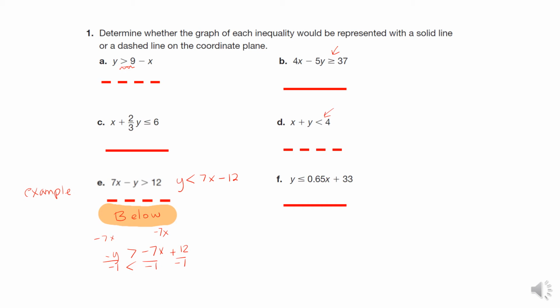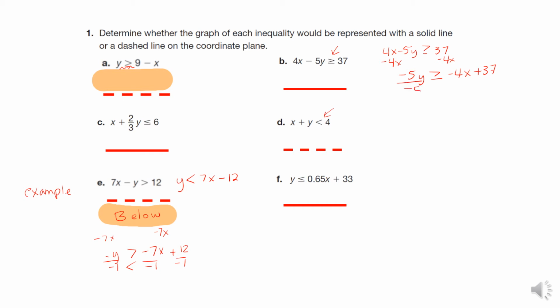Okay? So we're going to determine with each of these, this is y is greater than, so I know that I'm going to shade above. Okay? Now over here, I'm going to work this one out. 4x minus 5y is greater than or equal to 37. I'm going to subtract 4x from each side. I get negative 5y is greater than or equal to negative 4x plus 37. And now I'm going to divide by negative 5. And that is going to flip my sign.